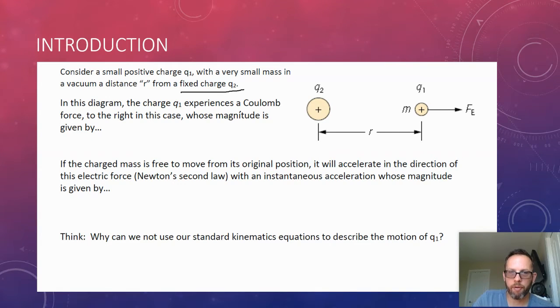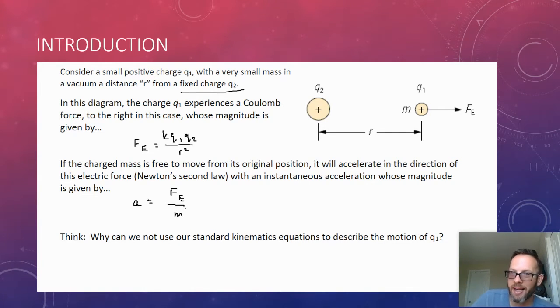So Q1 would experience an electric force, or a Coulomb force, to the right. And the magnitude of that force, well, we know how to calculate that. Did that in an earlier lesson. K Q1 Q2 over r squared. So if that charged mass Q1 is free to move, it's going to accelerate in the direction of this electric force. And that's just Newton's second law, right? Force equals mass times acceleration. And the instantaneous acceleration, since F equals ma, at any time, is going to equal the electric force divided by the mass of the charged particle.